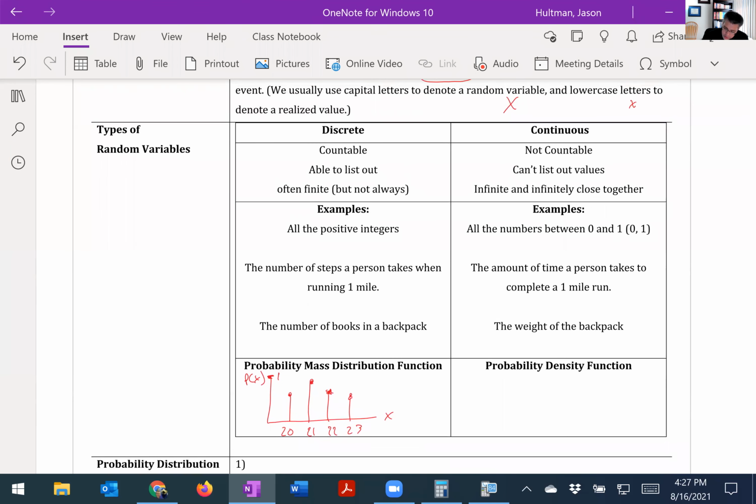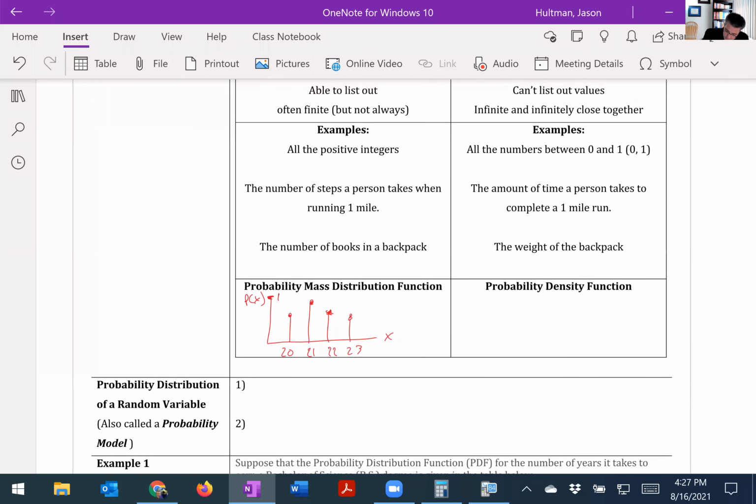Okay, what is continuous? Continuous is not countable. There's an infinite number of items something could be if it's continuous. Can't list out our values. It's infinite or infinitely close together. Example, all the numbers between 0 and 1. The amount of time it takes a person to complete a mile, you could have hundredths of a second, thousandths of a second, millionths of a second. The weight of a backpack, again, you could have half pounds, quarter pounds, 0.3777 pounds.